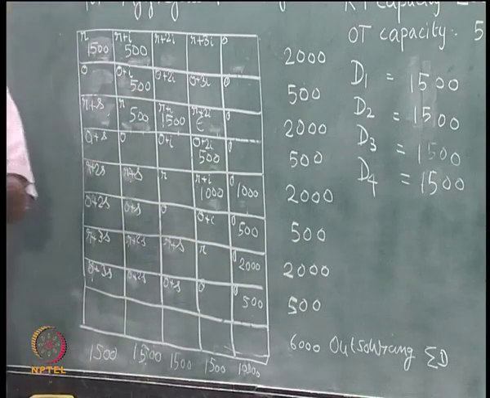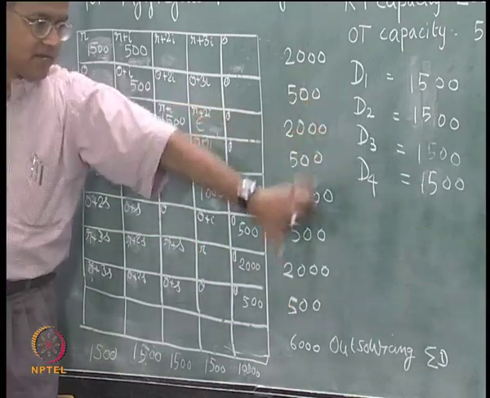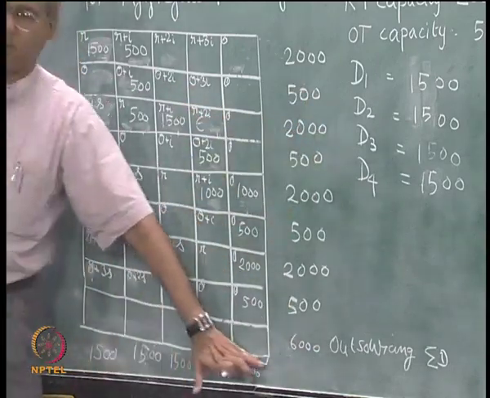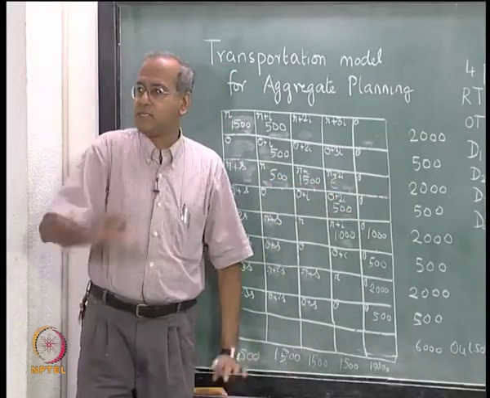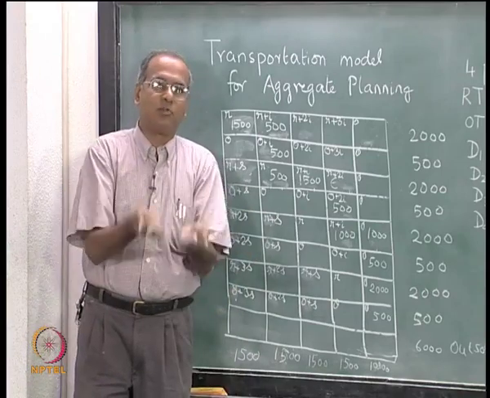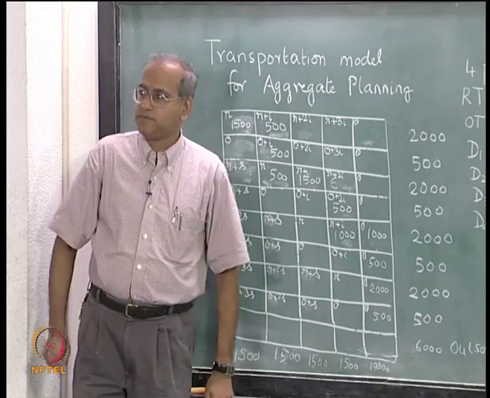The nice thing, as I mentioned, is that this part is sigma s, and this is sigma d. It does not matter whether sigma d is bigger or sigma s is bigger, we will still be able to meet the entire demand because outsourcing is available as an option.